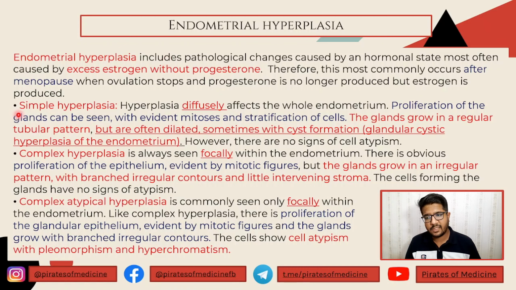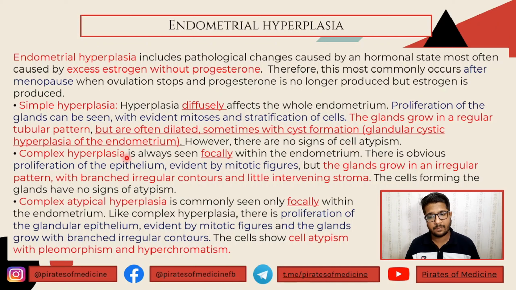In simple hyperplasia, first of all, it diffusely affects the whole of the endometrium, and there is proliferation of the glands, there is mitosis and stratification of cells. The glands inside the endometrium grow in a regular tubular pattern, but they are dilated. There is cyst formation. This is called glandular cystic hyperplasia of the endometrium. But important is that there are no signs of cellular atypism.